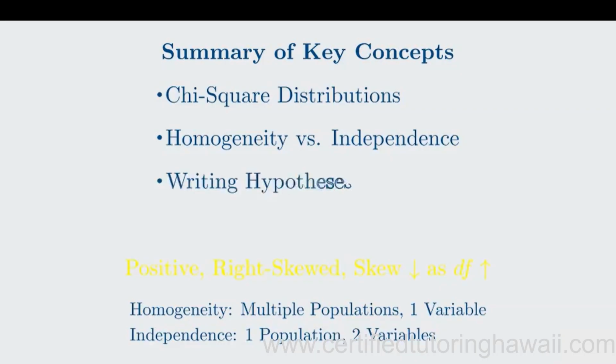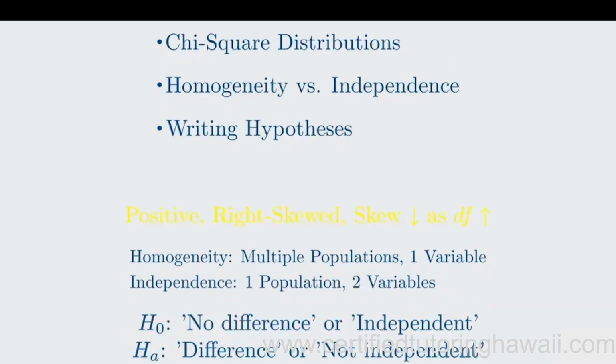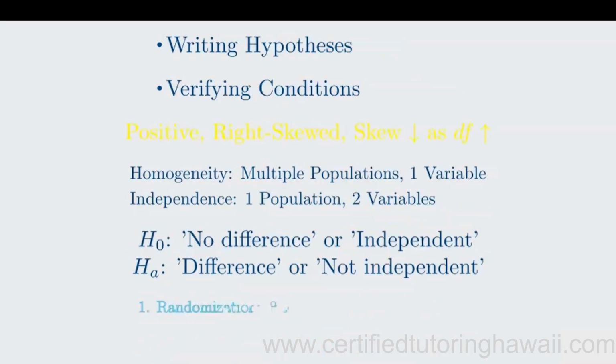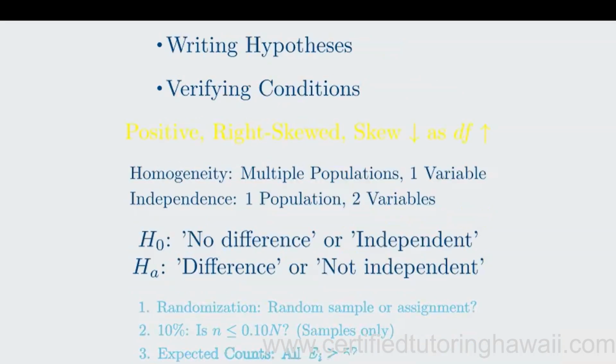The null hypothesis, H0, usually states there is no difference or that variables are independent. The alternative hypothesis, HA, states there is a difference or they are not independent. And finally, never forget your justifications. Use the 3-step check: randomization, the 10% condition for samples, and ensuring all expected counts are at least 5. If you follow these steps carefully, you will be able to set up any chi-square problem with confidence.